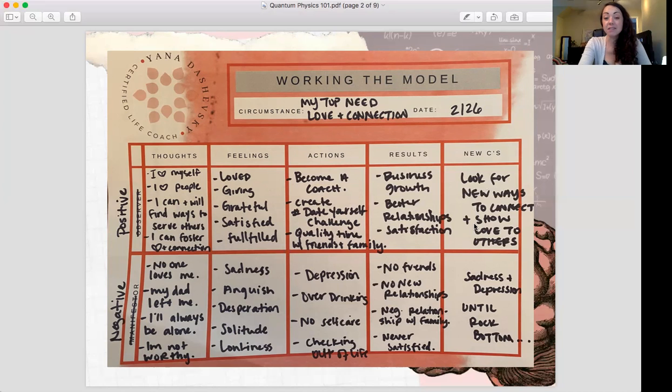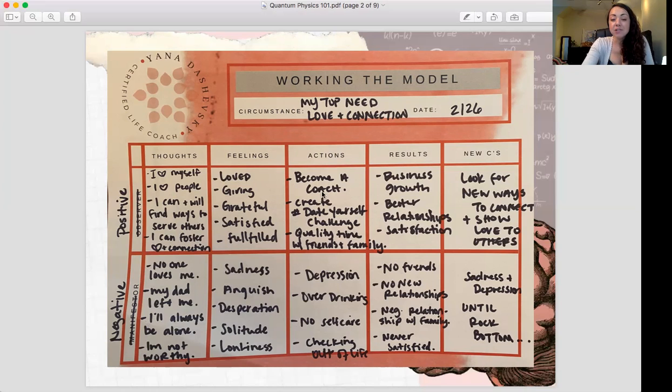In the negative, I had thoughts, y'all know I talk about my depression, when my top need for love and connection was not met by myself. Like, no one loves me. My dad left me. I'll always be alone. I'm not worthy, right? Which led to me having sadness, feeling anguish, depression, solitude, loneliness.